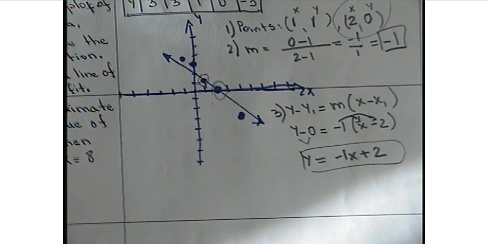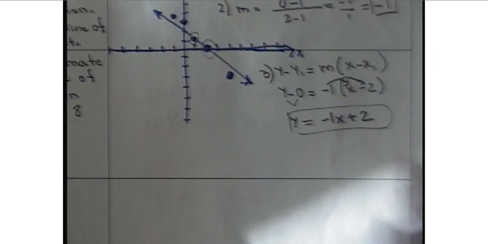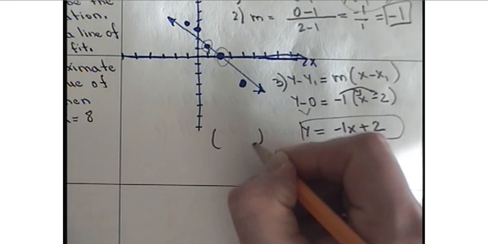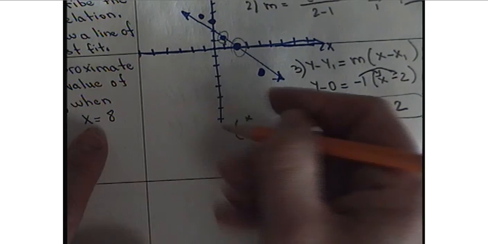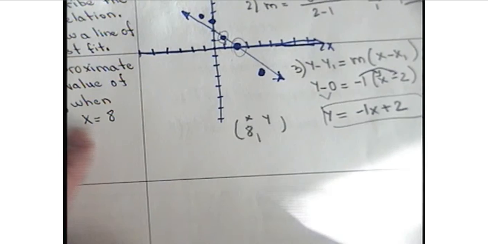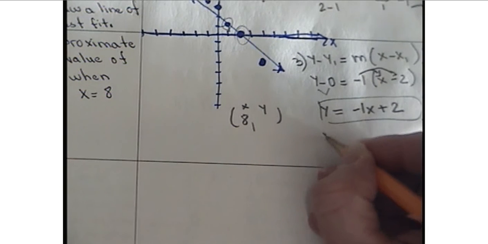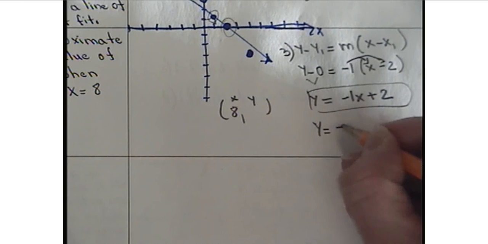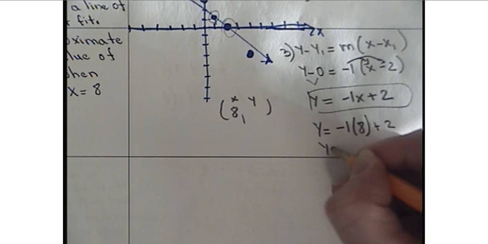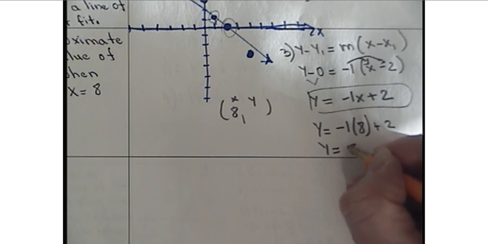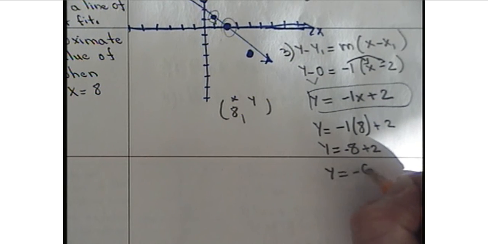And once we know the equation, final step will be to calculate the y value. If we know that the prediction point is given from the beginning, x equal to 8, then let's see what y is going to equal. So we're going to substitute here. y will be equal to negative 1 times 8 for x plus 2. So y is equal to negative 8 plus 2. Our y itself is negative 6.